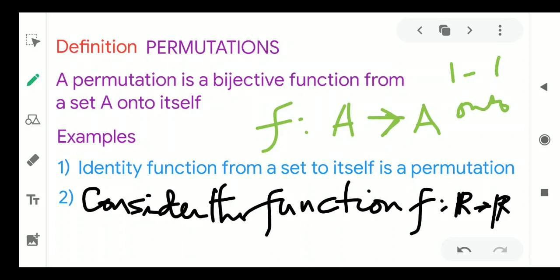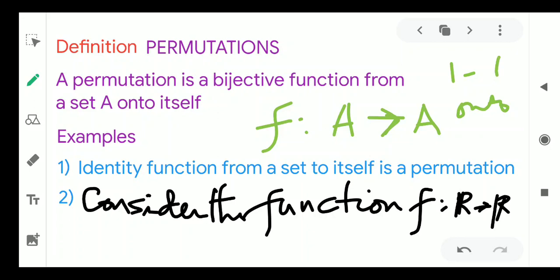Identity function means you take a small a from that capital A, then the identity function of that a will be the same a. That means the domain is the same as the codomain, so that a will be present in the codomain also. So every element is mapped onto itself. That's what we call the identity function. Such identity functions will be 1-1 as well as onto. Therefore, the identity function is always a permutation.